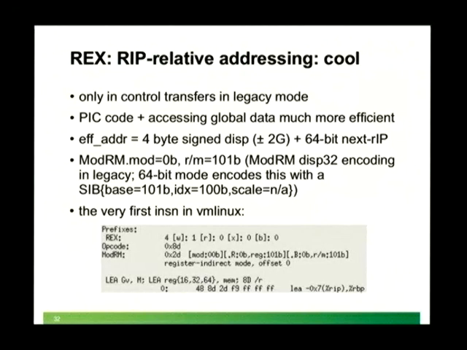So you have to do this and that, and then generate a SIB byte which has base 5 and index 4. And yeah, this is the very first instruction in vmlinux. It's RIP-relative addressing. Now, that's vmlinux. And the bootstrapping code comes before that, so it's actually in 16-bit, the very, very first.